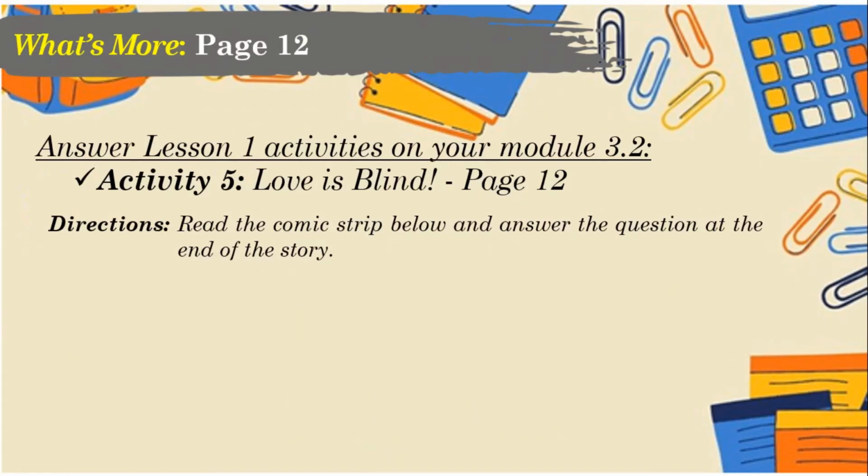So, since you already have an idea, I want you to answer your Activity Number 5 that can be seen on page 12, which is entitled "Love's Blind," wherein you have to read the comic strip below. That is the direction in your module. And then, answer the questions at the end of the story. So, I guess you have to predict. You're the one who predicts what the child of the woman and the man will be.